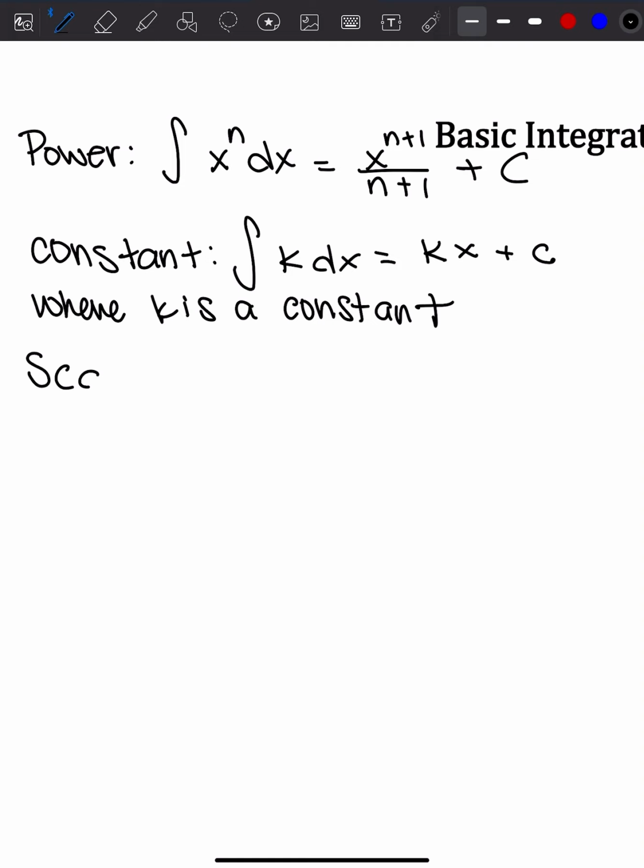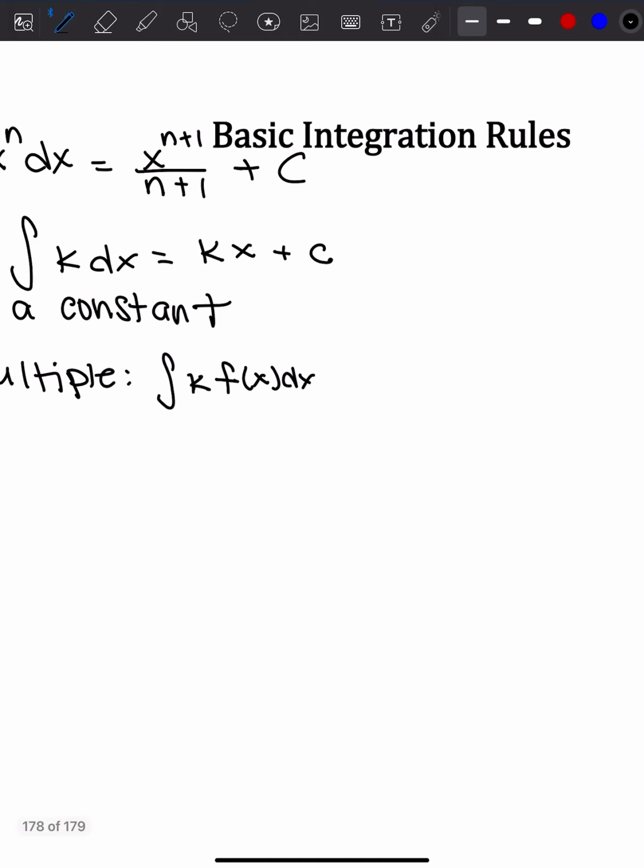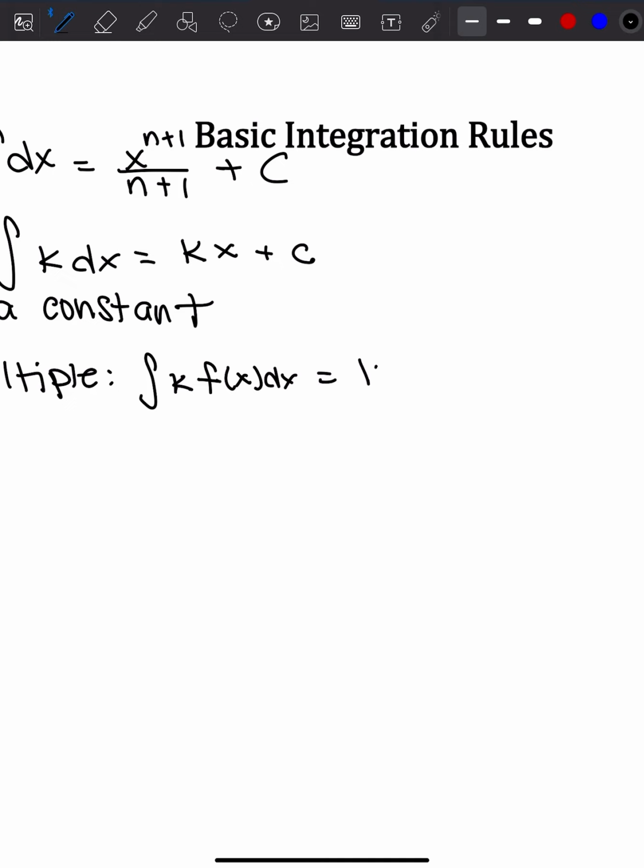One really big one that's really helpful is the scalar multiple property, which just says if we have some integral of a number times a function that we're trying to take the integral of, that's the exact same thing as taking that constant and multiplying it by the integral of just the function.